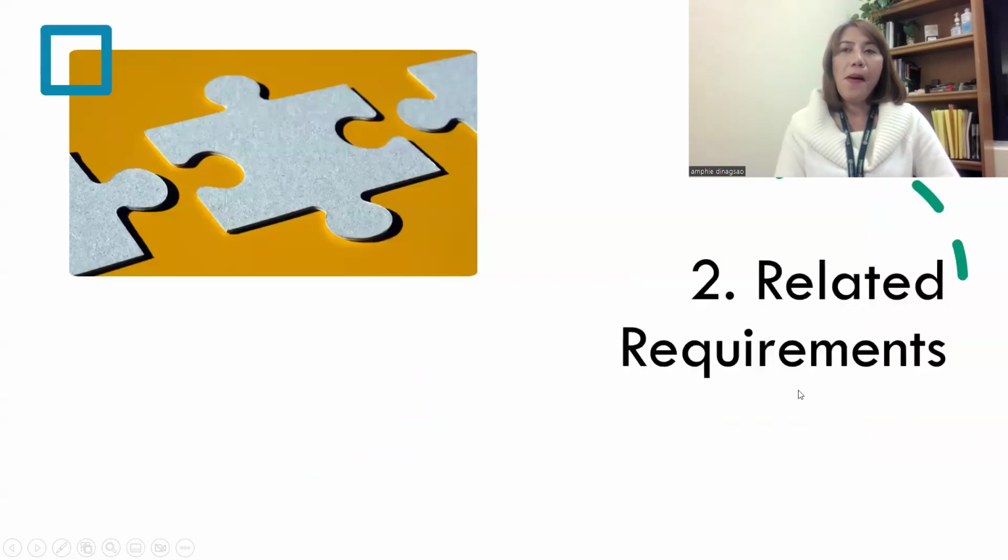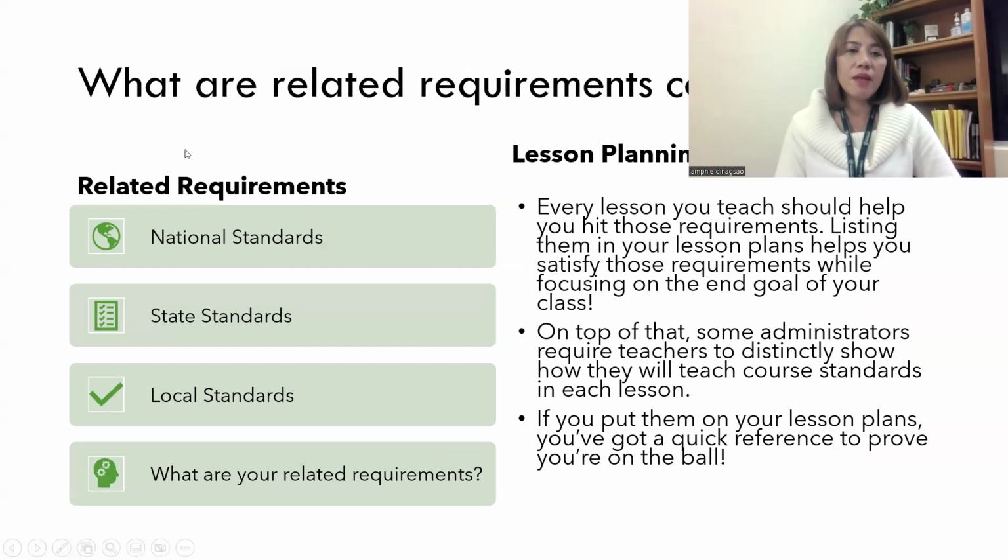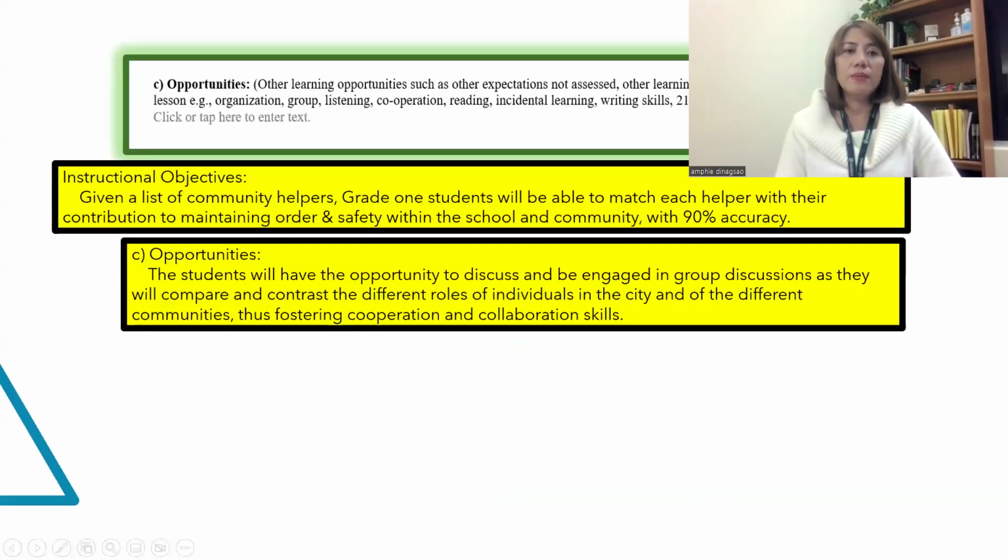Second is on some related requirements in the lesson plan. Lesson planning has to really align with the national or the state standards, and if there are local standards, do consider them.